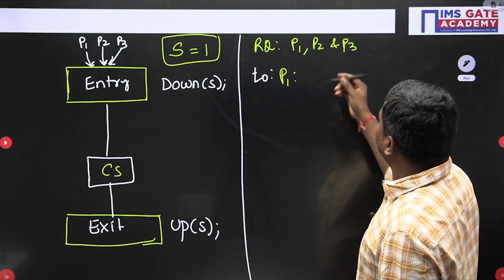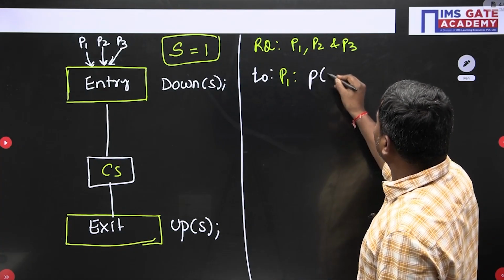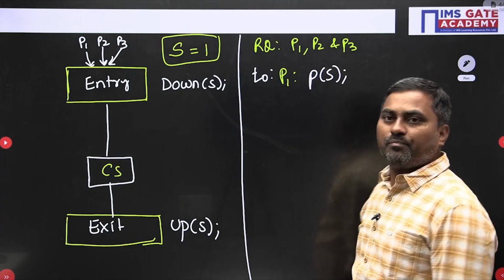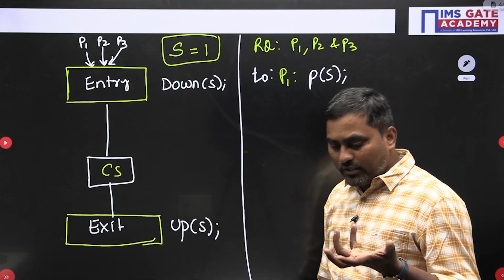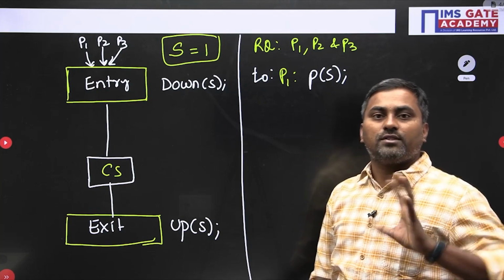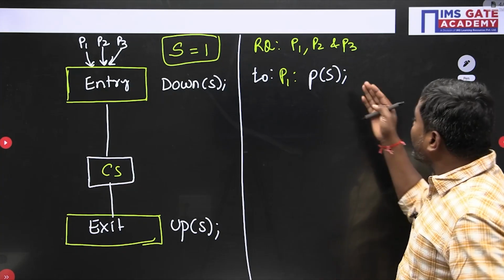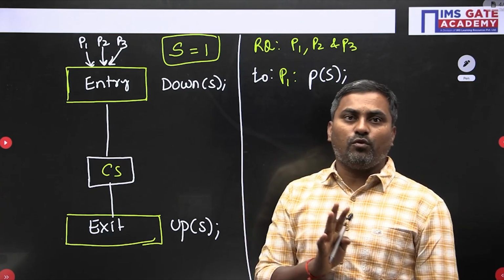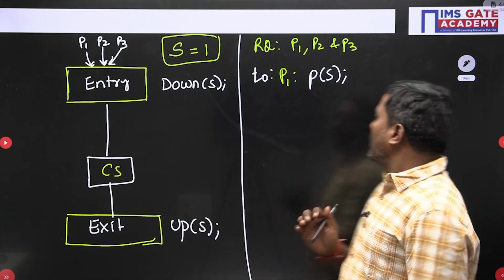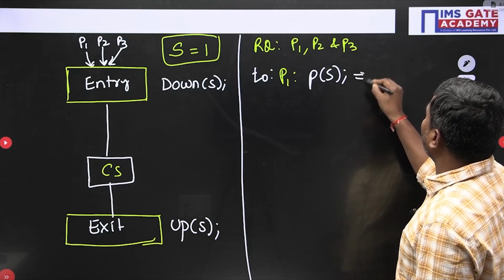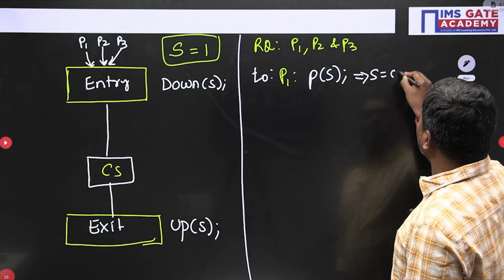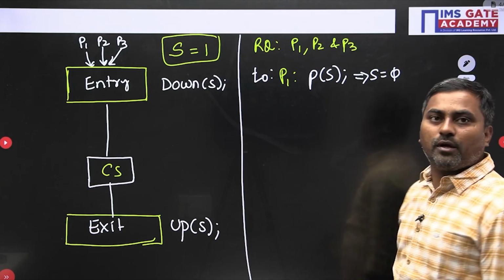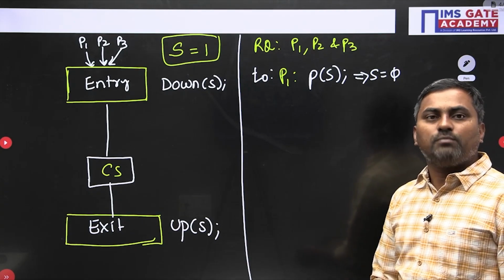We also understand the down operation can be represented as P of S. Either you can write down of S, P of S, or wait of S; all three are the same. So what is this P of S? Down of S is nothing but decrementing the current semaphore value by 1. So after executing this statement, the S value, initially 1, becomes 0. S value becomes 0 now.